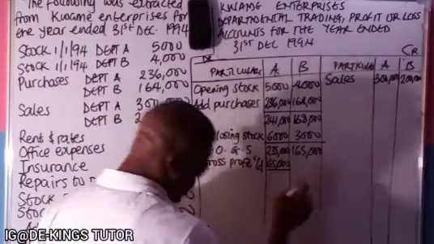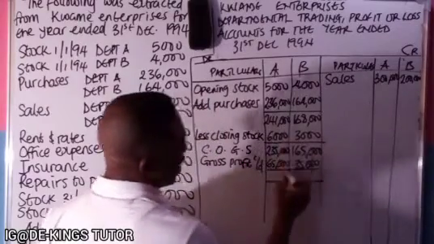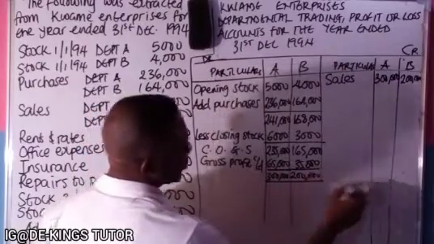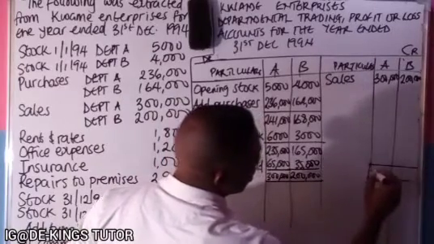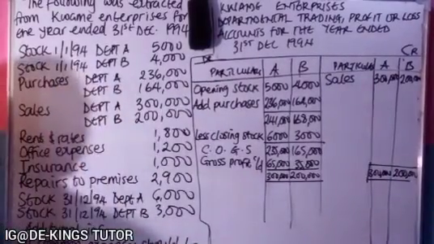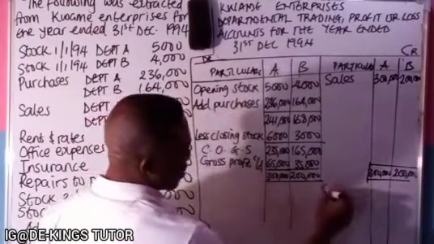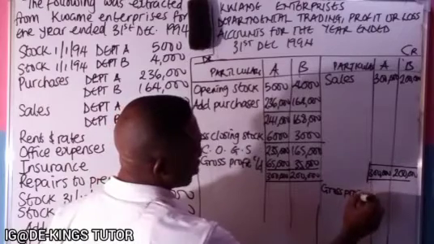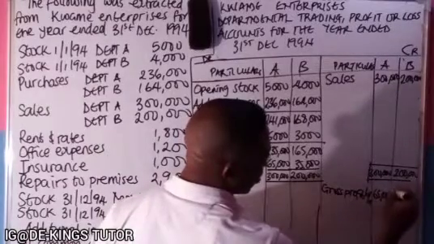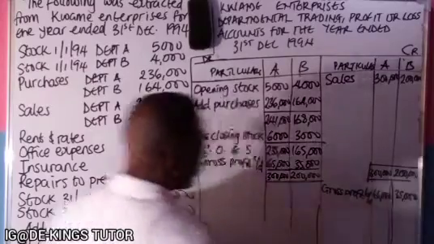And 200,000 minus 165,000 will give me 35,000. So when you add them together, this is giving me 300,000, and this is giving me 200,000. So this is the total here, 300,000, and this is 200,000. Now the next one, we have gross profit brought down. Now this is 65,000, and this is 35,000.